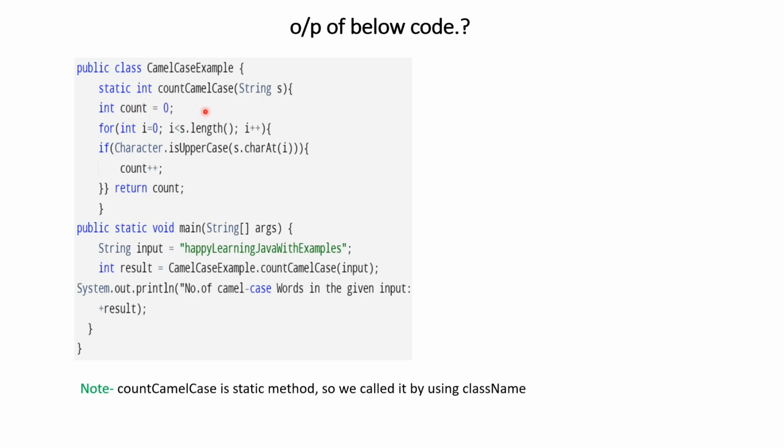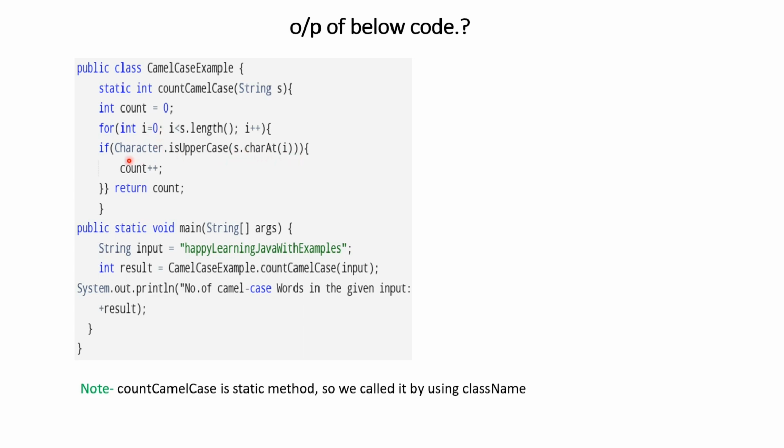Here we have to count the characters, right? So I am taking one temporary variable, int count equal to 0, and I am iterating on that, taking a for loop. So here int i equal to 0, and within the given input I am checking the length. For each character, I'm checking if it is uppercase or not. The inbuilt method we have is Character.isUppercase of s.charAt(i).